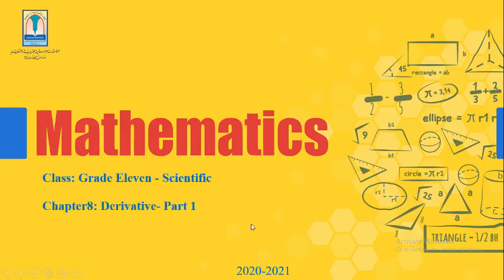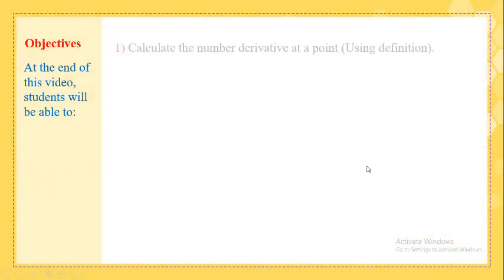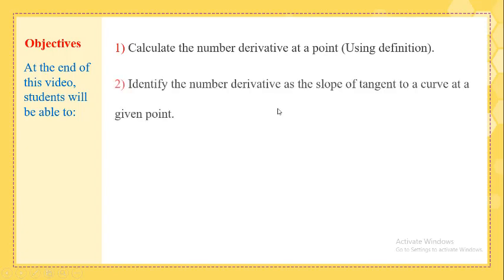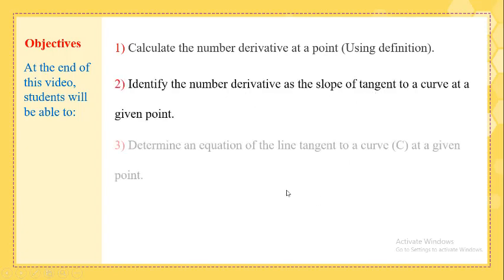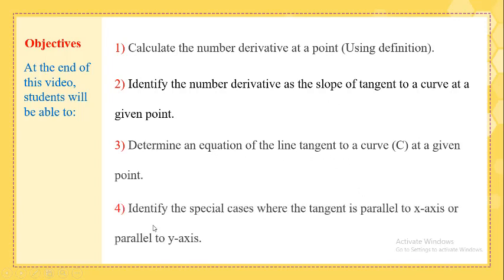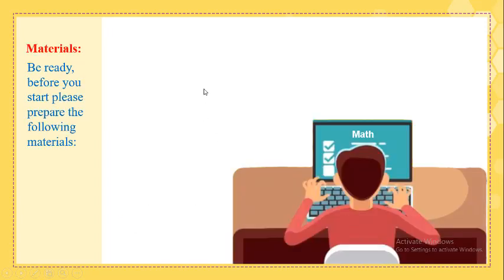Let's start with part 1. Objectives. Calculate the number derivative at a point. Identify the number derivative as the slope of the tangent. Determine the equation of the tangent. And finally, identify the special cases where the tangent is parallel to the x-axis or y-axis.